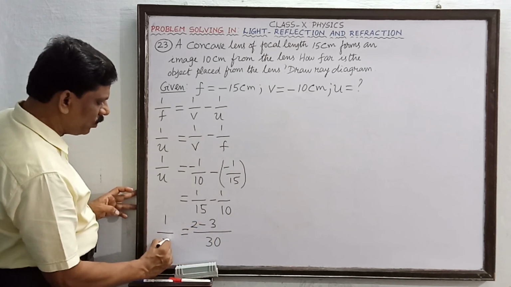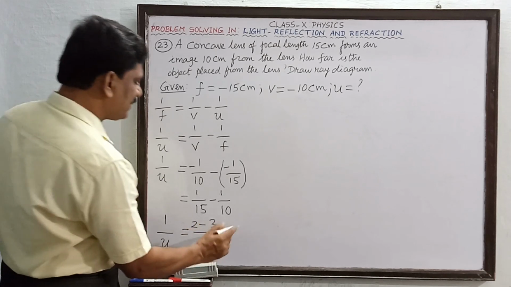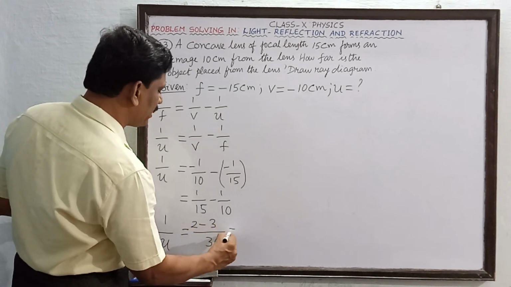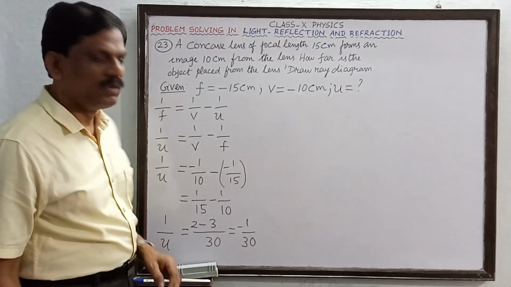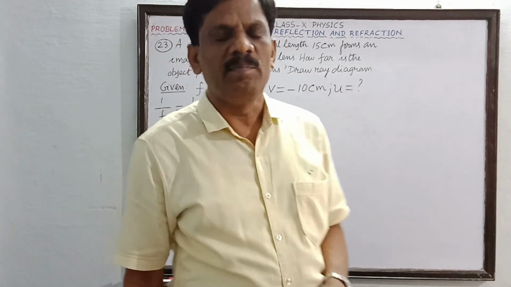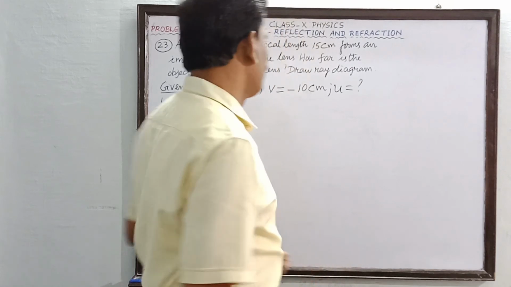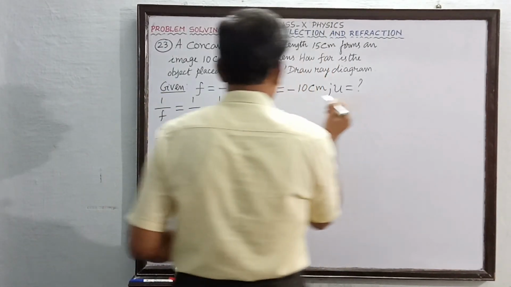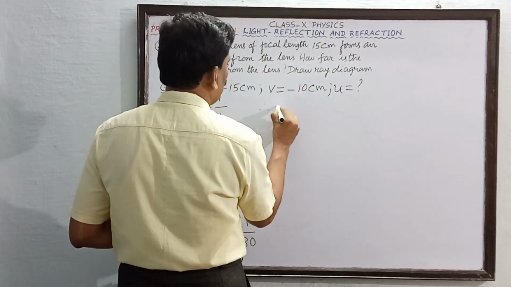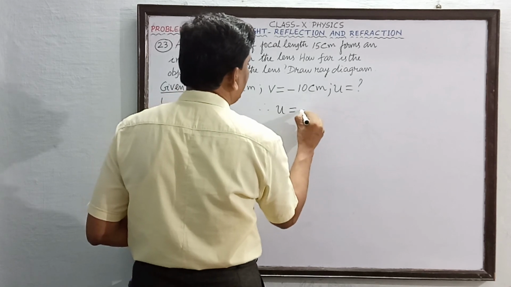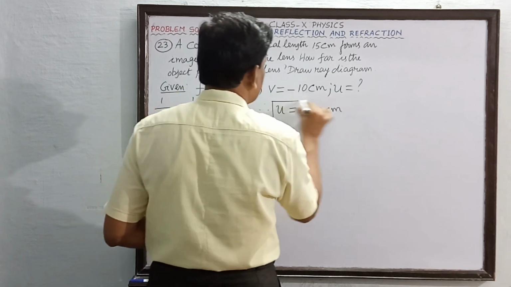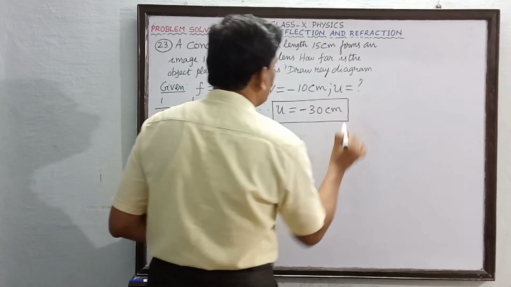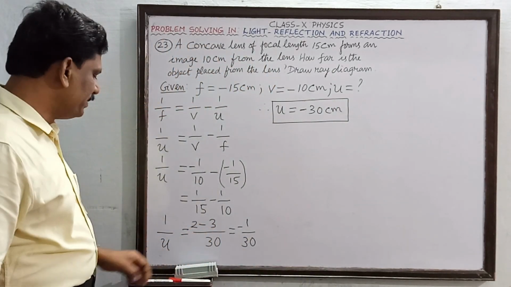Therefore 1 by u is equal to 2 minus 3. So 2 minus 3 is equal to how much? Minus 1 by 30. So 1 by u is equal to minus 1 by 30. Therefore what is u equal to? Therefore u is equal to minus 30 centimeter. So the object distance is found to be minus 30 centimeter.